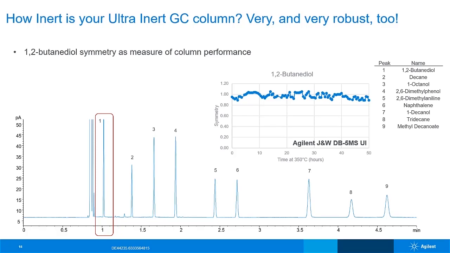Again, no peak tailing out of the box. I would not even recommend butanediol as a measure of column performance or of inertness. I think an acid compound will be more challenging, but maybe their column wasn't really responding for acids. But out of the box, butanediol looks really good with DB-5ms UI, and over time, look at the symmetry values. It was almost perfect. It was around 1 over 50 hours at 350 Celsius.